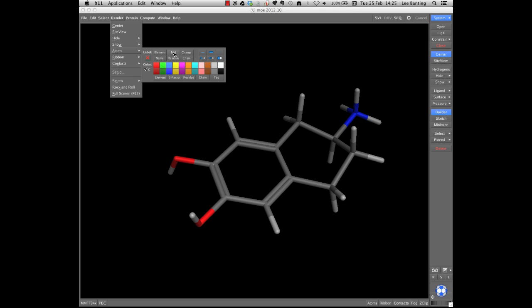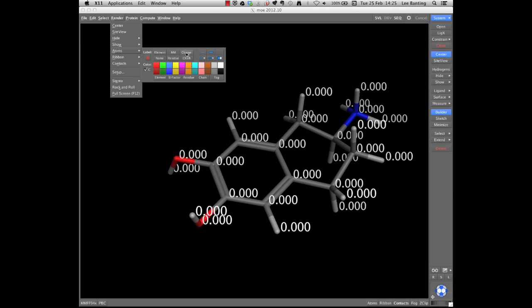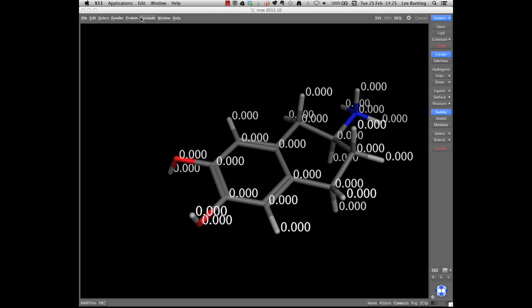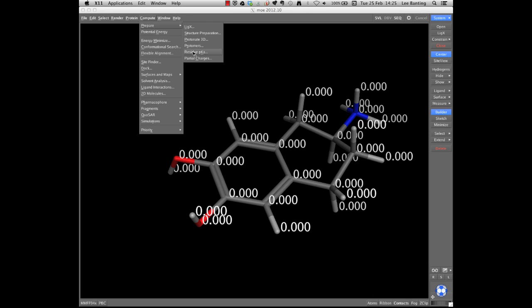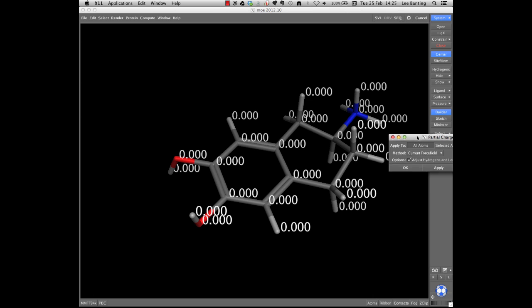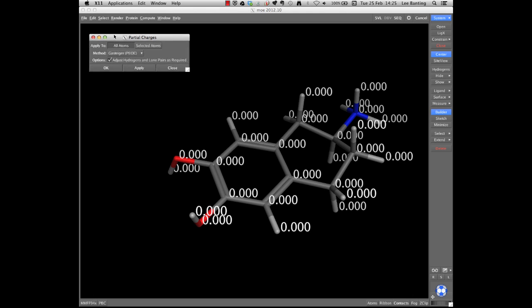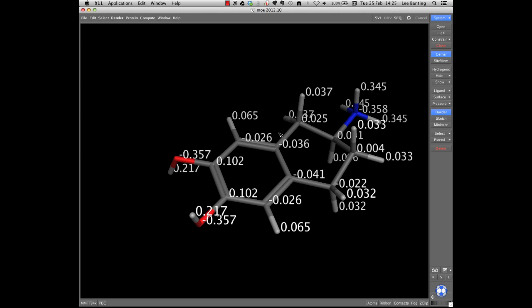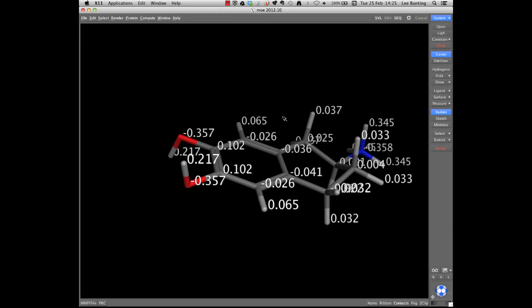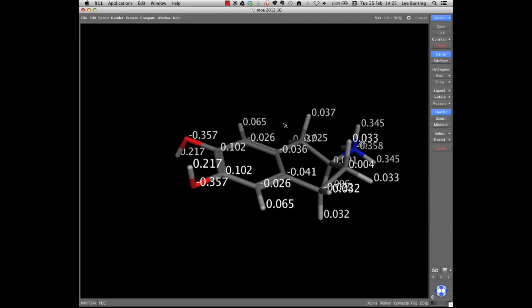I'm going to take that away and show you that the charges aren't there at the moment. So what we need to do is prepare the structure and calculate partial charges for all the atoms. We have different types of force fields and charge calculations that we can apply. Gasteiger is actually a nice algorithm for calculating charges accurately, and it's done that. It's now calculated our partial charges.